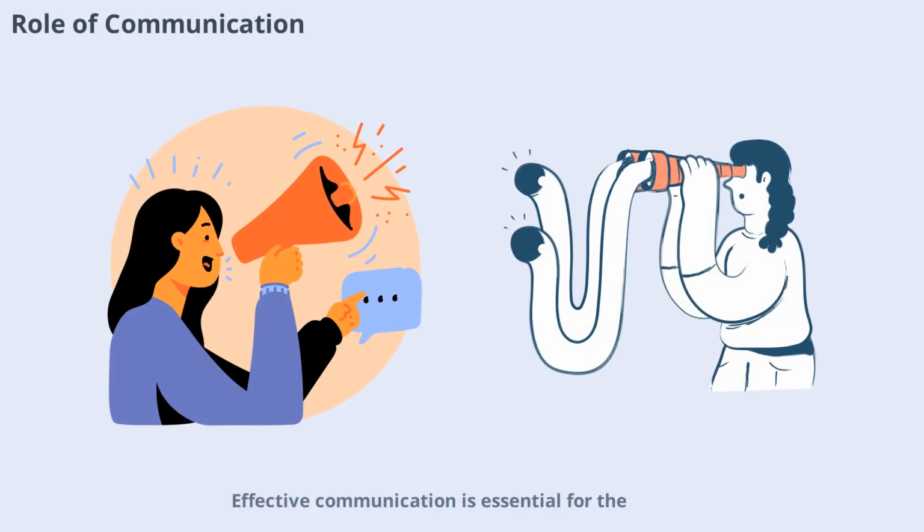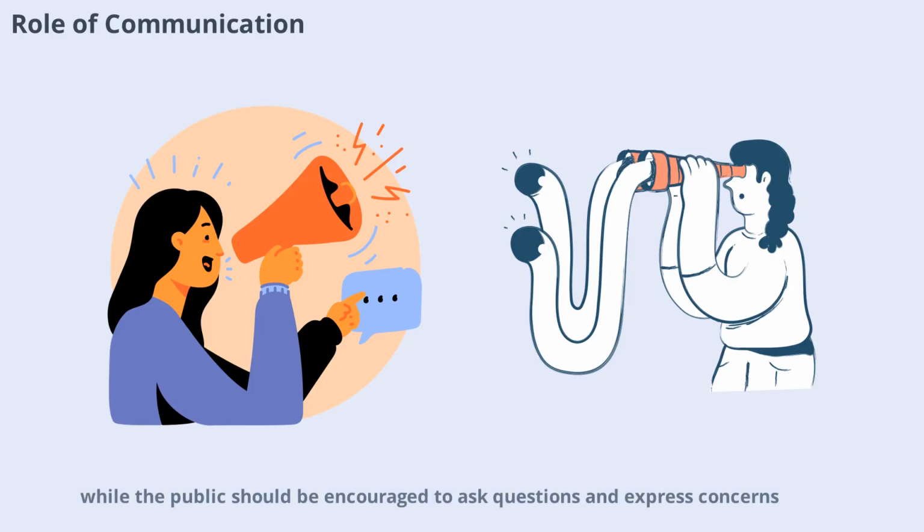Effective communication is essential for the responsible development and use of genetic engineering. Scientists must share their findings clearly and honestly, while the public should be encouraged to ask questions and express concerns. Open communication builds trust and helps guide ethical decision-making.